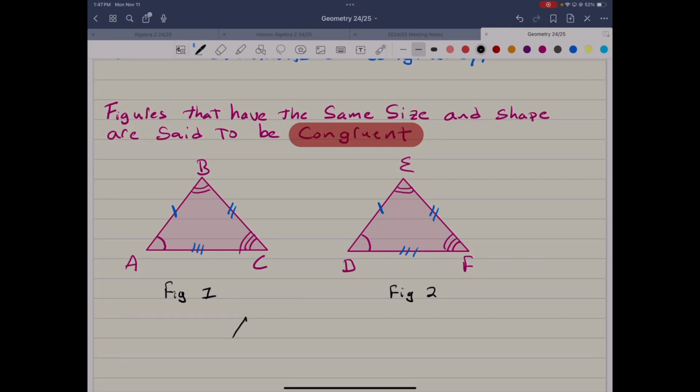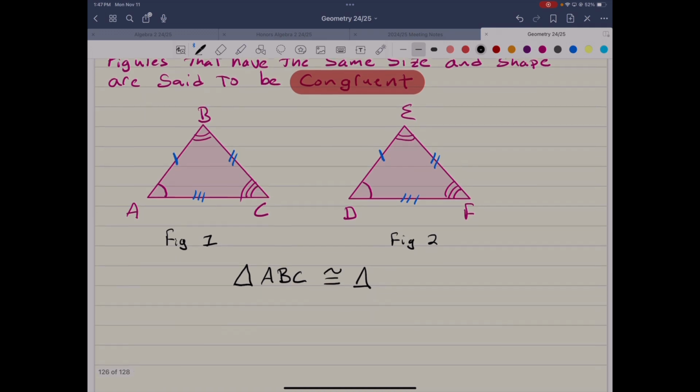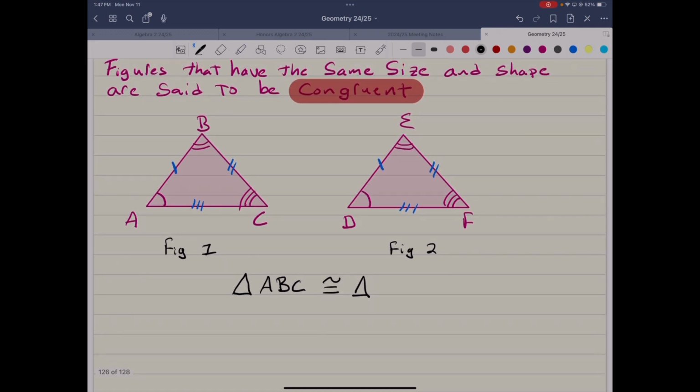The way we write what's called a congruency statement is I can say that triangle ABC is congruent to figure 2. But when I say they're congruent to each other and I write what's called a congruency statement, it's very important how you write the second one. How I write the first one doesn't matter. I could put triangle ABC, triangle BCA, or triangle CAB. Doesn't matter which way I put those. What does matter is how the second one is written.